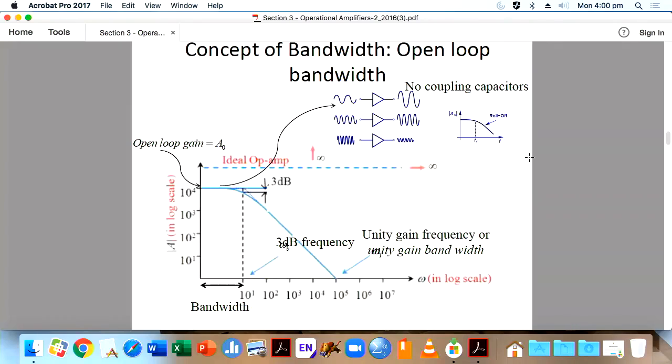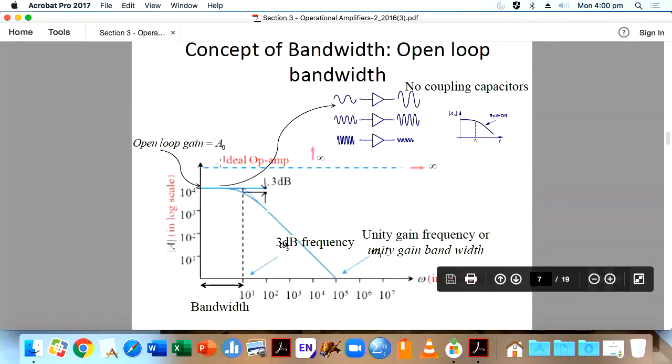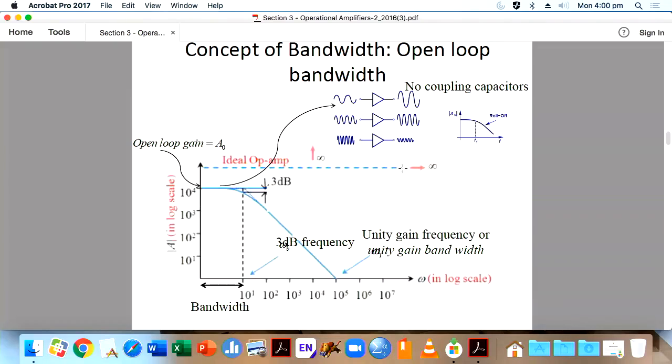For an ideal operational amplifier, we would say the gain is constant up to infinite frequency. But this is only for an ideal operational amplifier, which is not possible. When it is a real amplifier, in the open loop mode your gain is constant. Then after some time, see, 3 dB. After 3 dB, it starts rolling off.